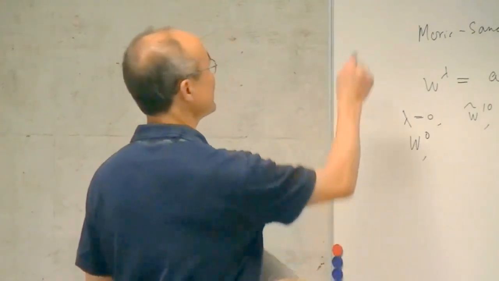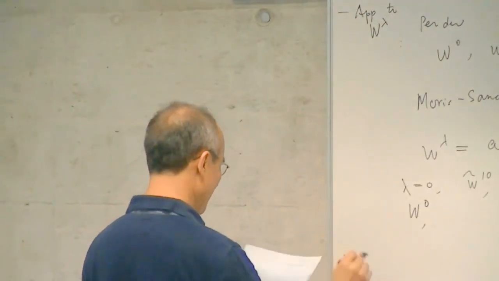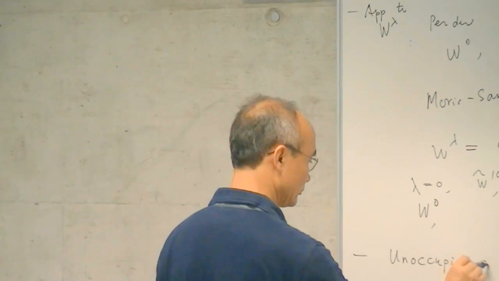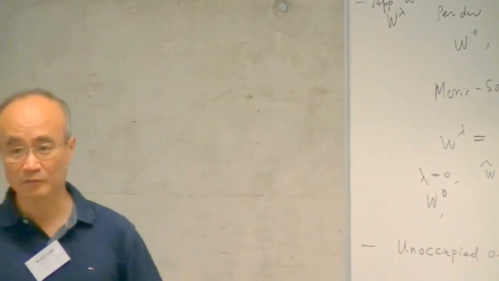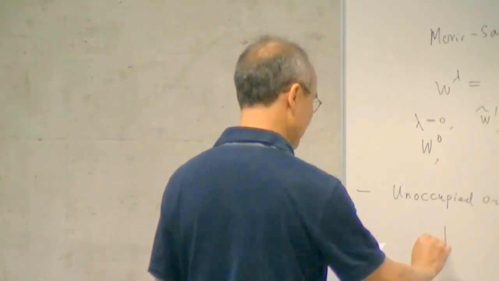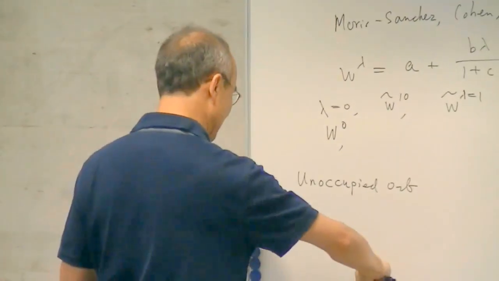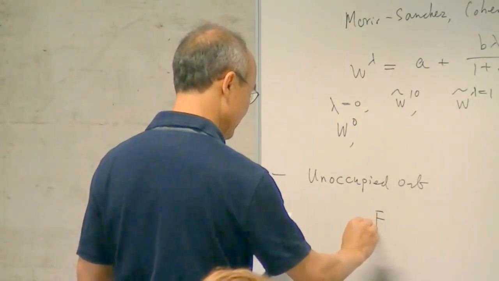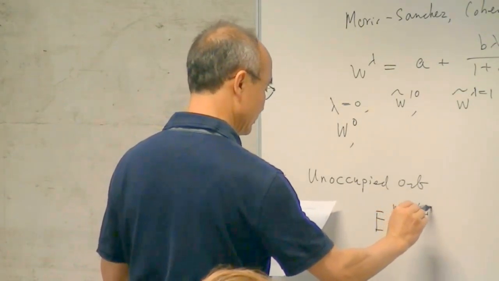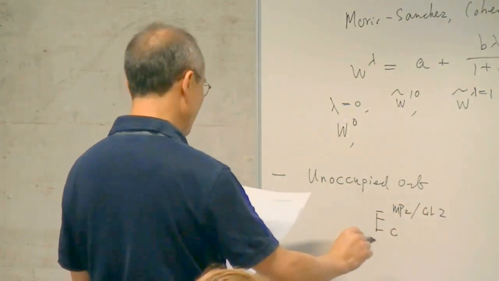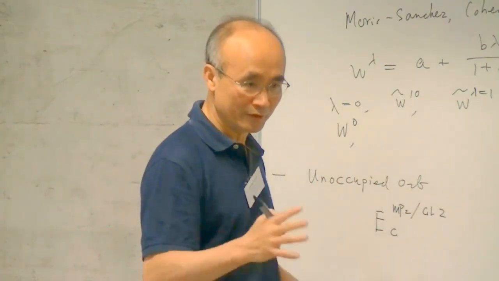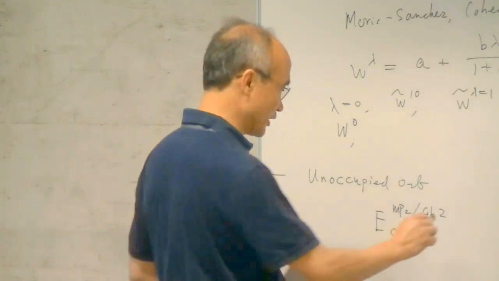One more thing: you can also use information from the unoccupied orbitals to construct functionals. Of course, we already know the correlation energy from the second order perturbation theory. This is the second order perturbation theory from Møller-Plesset or Görling-Levy. They are different, but expression-wise, it's very similar.